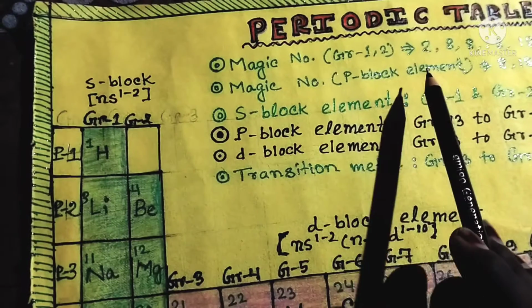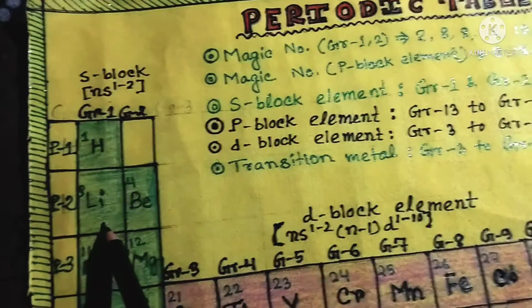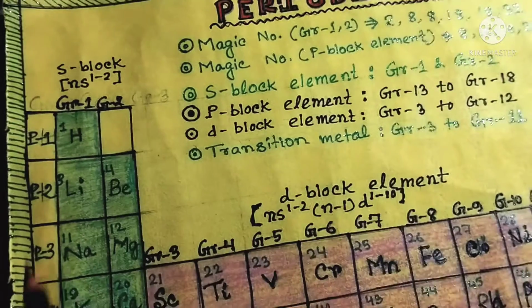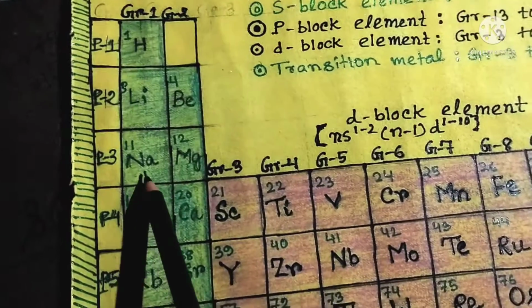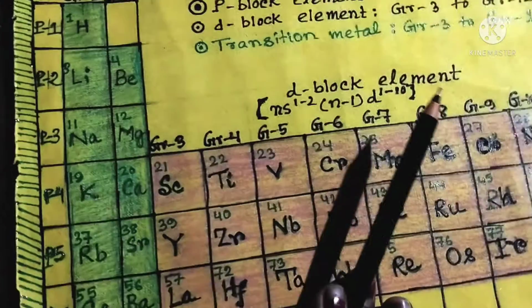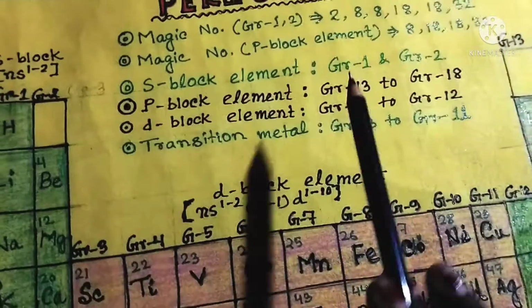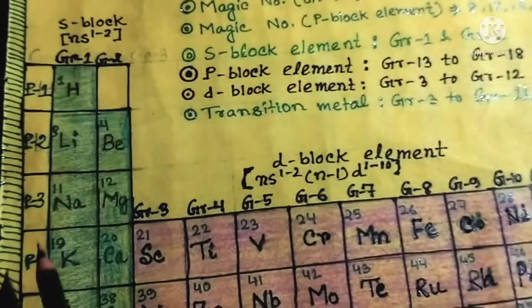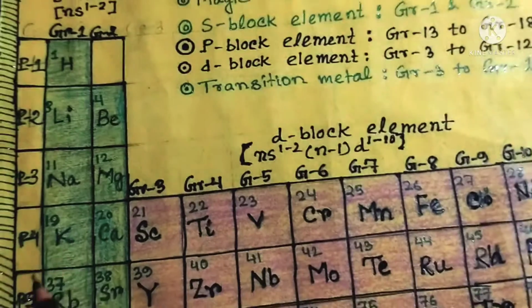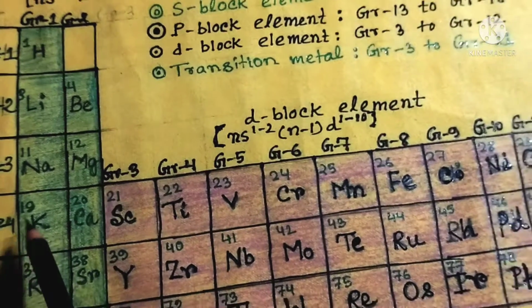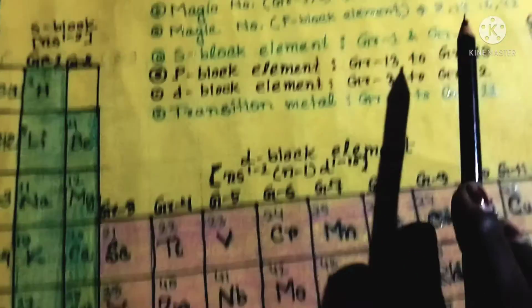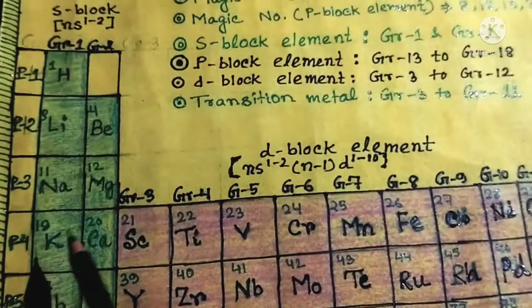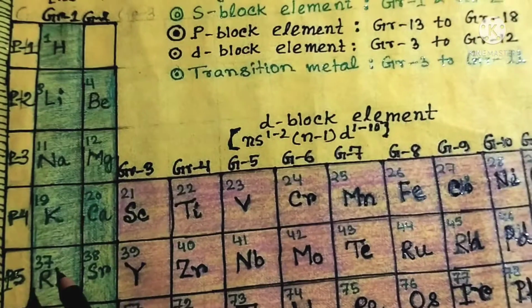So, 1 plus 2 equals 3 and the atomic number of lithium is 3. Next is sodium. Here 3 and the next magic number is 8. So, 3 plus 8 equals 11 and the atomic number of sodium is 11. Next is potassium and the next magic number is also 8, and 11 plus 8 equals 19. So, the atomic number of potassium is 19. Next is rubidium and the next magic number is 18. So, 19 plus 18 equals 37.